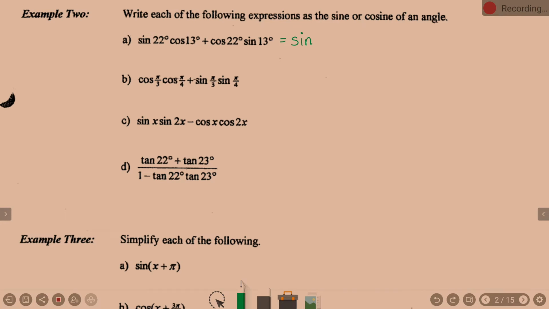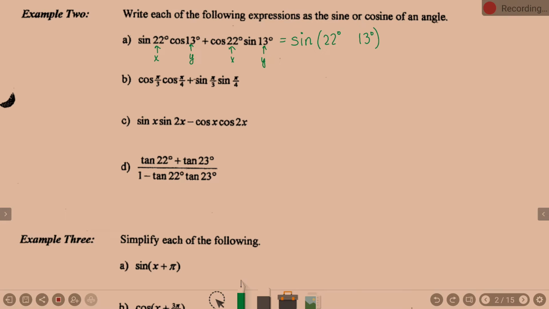What angle? If it's plus, it has to be plus. Keep in mind, the idea here is 22 is in the position of x, and 13 is in the position of y. Is that consistent here? x, y. So my x and y values we're using are the 22 degrees and the 13 degrees.